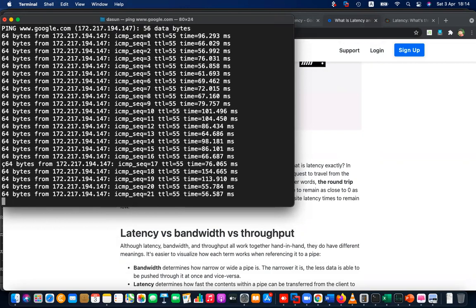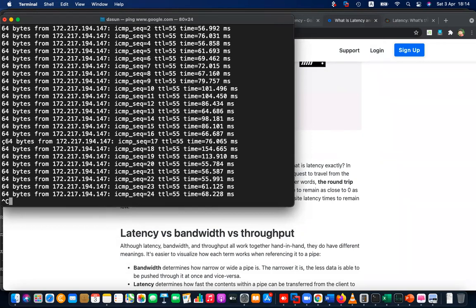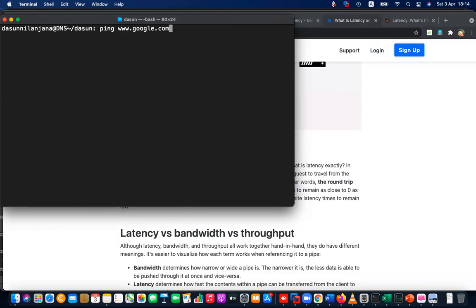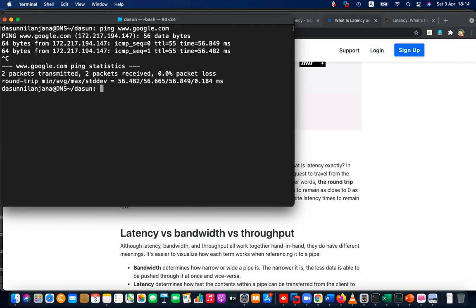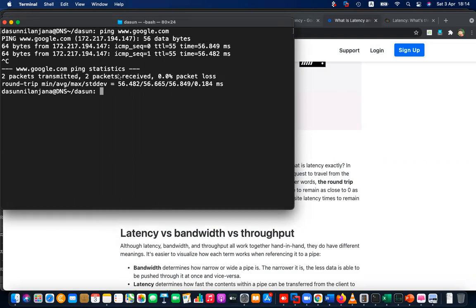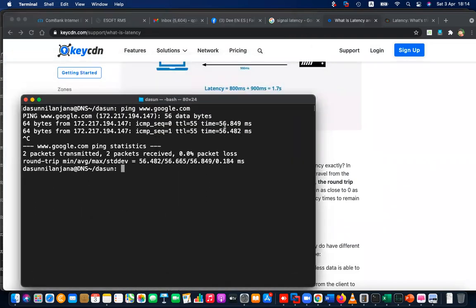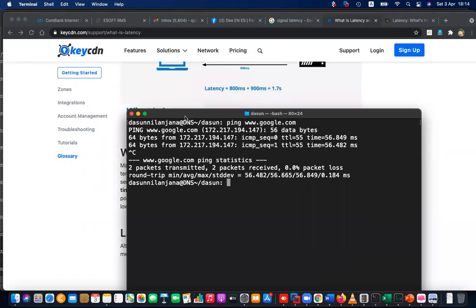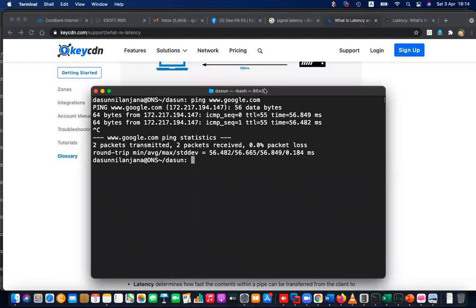Can you tell me your latency when you type this? Type the same command in the command line and tell me the time taken to reach. How many milliseconds? In mine, it's 56.849 milliseconds. That is the round trip delay, sometimes called round trip time from the browser to the server. It is the round trip time to reach the server and come back, when the response will be given. So that is the latency.